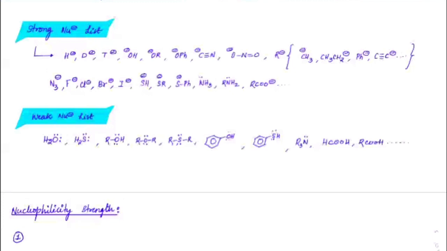And weak nucleophiles are most of the time neutral, like water, H2S, ROH, that is alcohol, ethers, thioethers, phenols, acids. These are all weak nucleophiles. Got it? Just a basic idea to start with. Now we'll understand what makes them strong and what makes them weak, which means how strong a nucleophilic nature they would have or how weak. Let us go point by point.